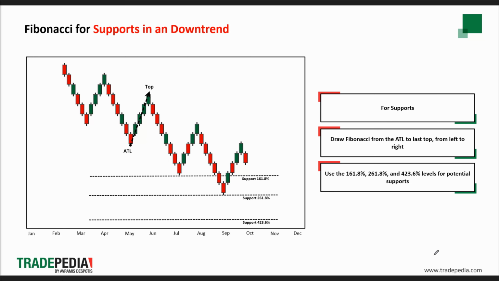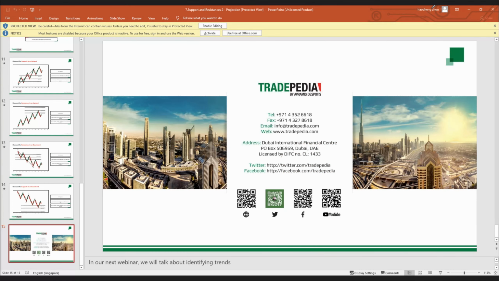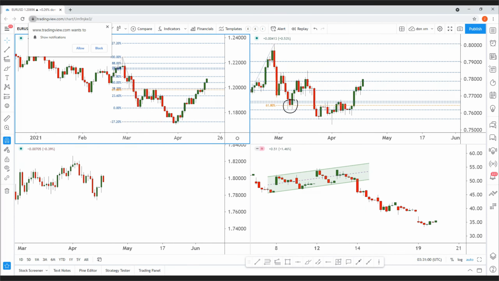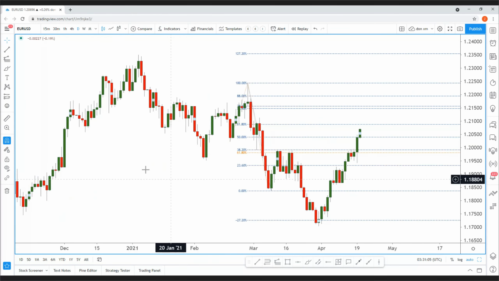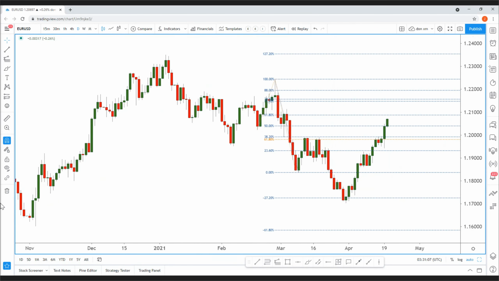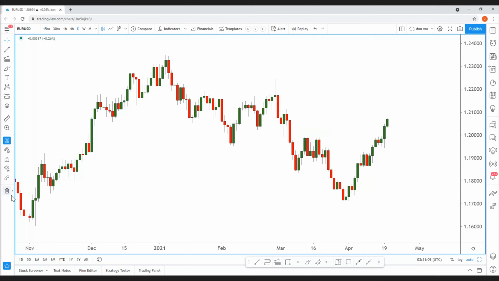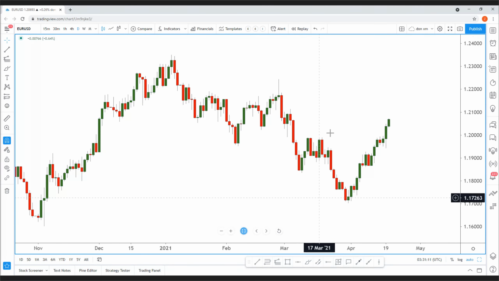Very simple Fibonacci retracement. And let me show you that it does work in the market. Let me just bring up my TradingView. See here. So we take a very commonly looked at pair, EURUSD. If I were to just erase everything over here, you can see that it is in a downtrend.